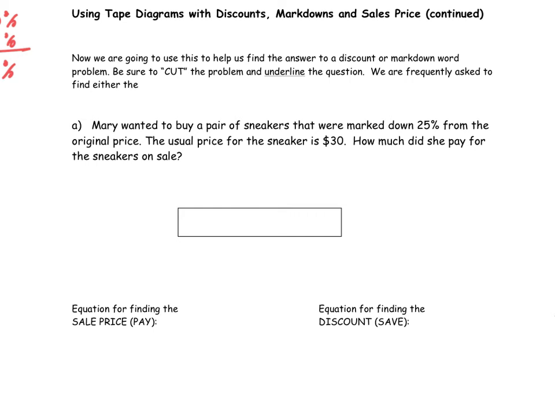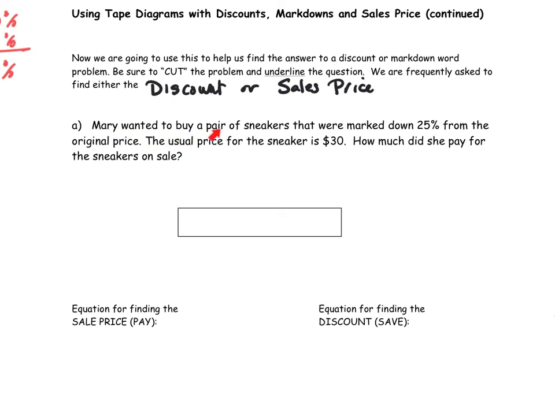So in the last 2 pages, we just learned how to use a tape diagram as a model. And now we're going to use it to help us find the answer to a discount or markdown word problem. Be sure to cut the problem and underline the question. We are frequently asked to either find the discount amount or the sales price. So they're going to ask us a specific question, which means we don't have to use both equations. We can choose the one that we need.